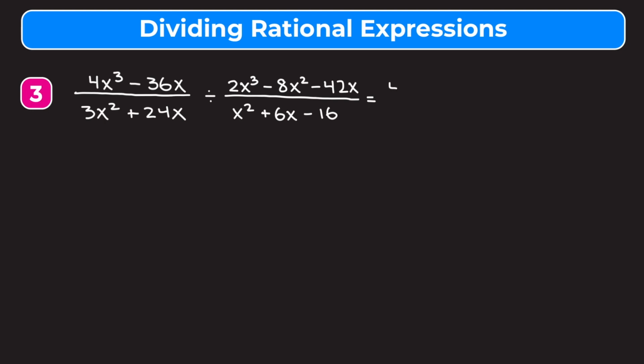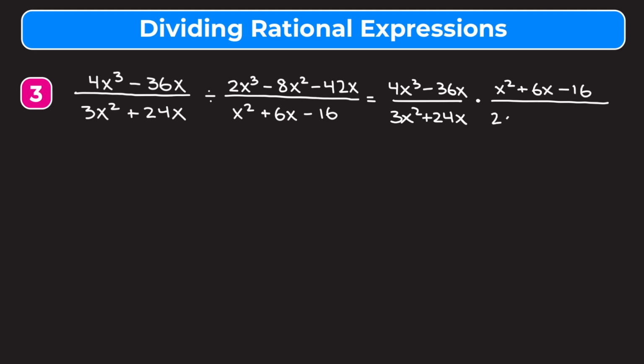We're going to keep the first fraction as is. We're not going to change that one at all. So we have 3x squared plus 24x on the bottom. Change our division sign to multiplication. And we're going to flip this second fraction upside down. So our numerator is now x squared plus 6x minus 16, and our denominator becomes 2x cubed minus 8x squared minus 42x.